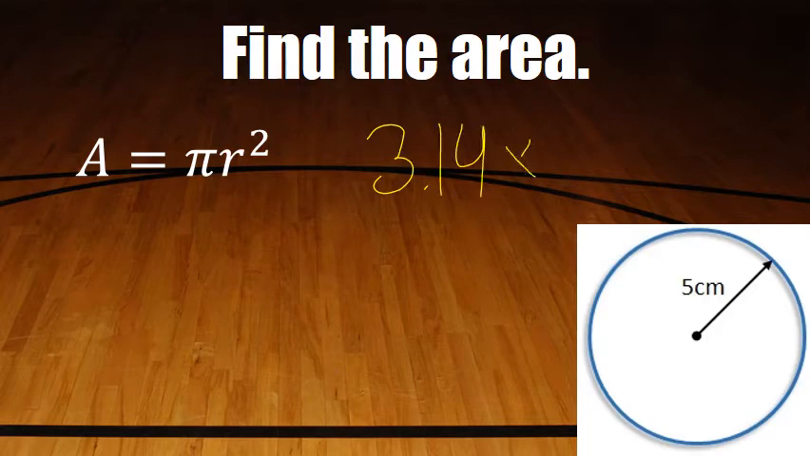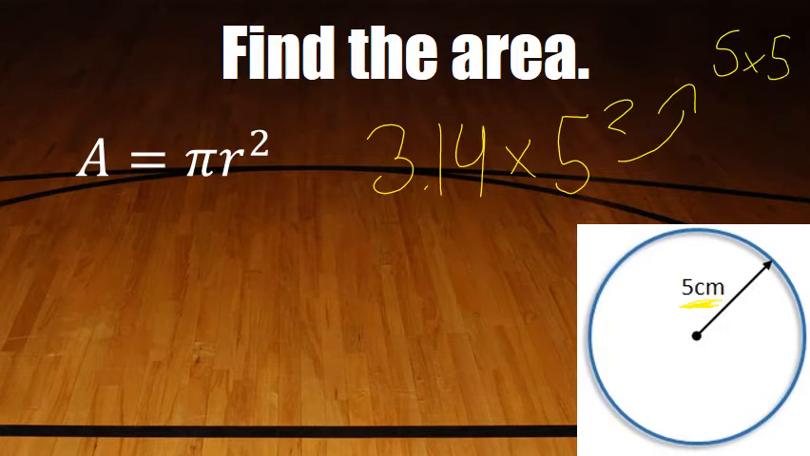We're going to multiply that, because they're next to each other, times the radius. The radius is halfway across the circle. What's the number for halfway across the circle? Well, that's 5 in this case. 5 squared. Now remember that 5 squared just means 5 times 5. When you're squaring a number, you're just multiplying that number by itself. So in this case, 5 times 5.